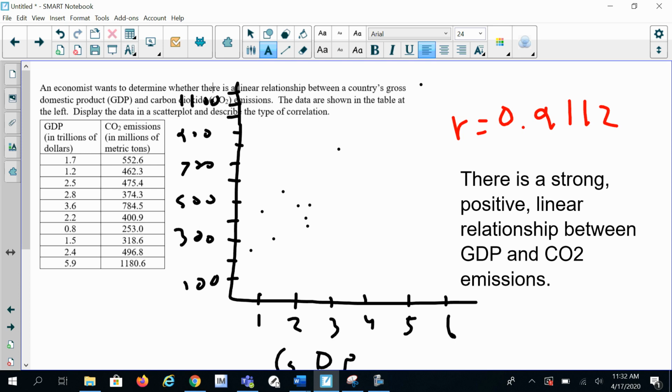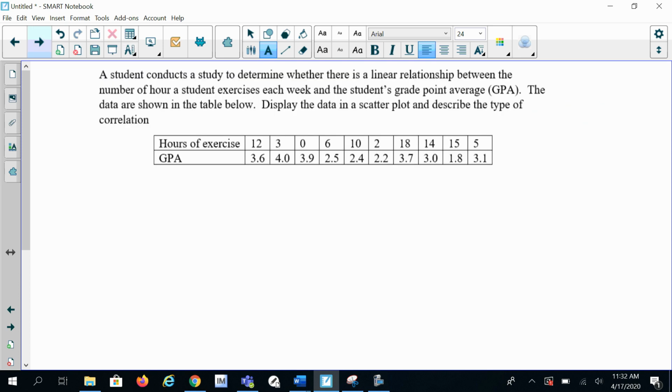I'm going to do one more example. If you think you got it down, awesome. But I will do one more example here.